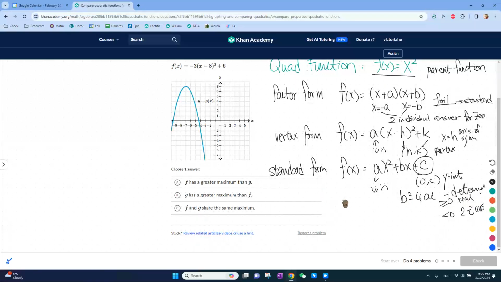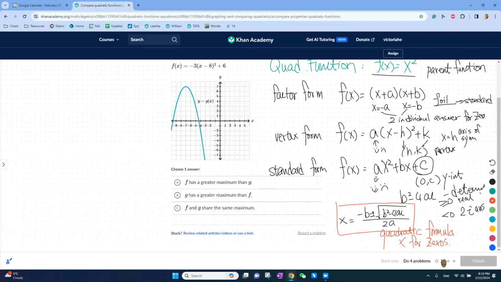Now, this is called our what? Negative b plus or minus the square root of b squared minus 4ac, over 2a. What is that? This is what formula? The quadratic formula. What is it solving for? For x. Yes, there we go. For 0. x is for zeros.